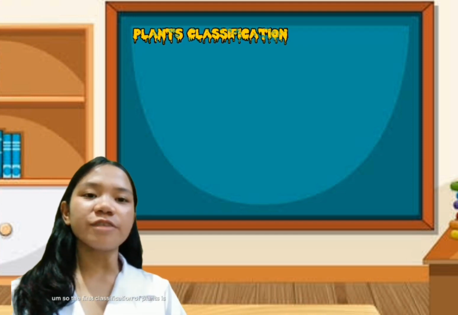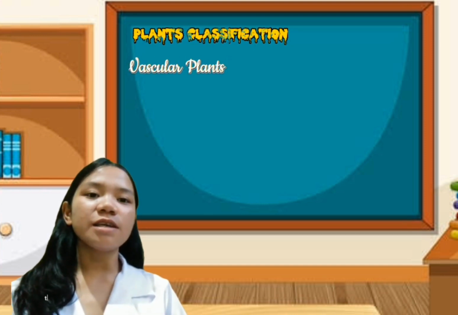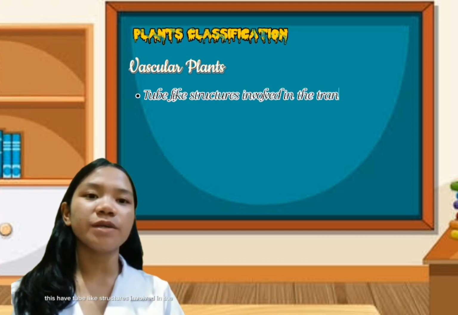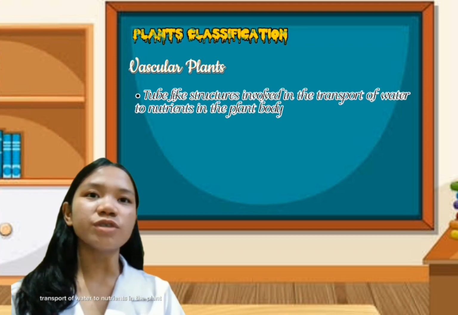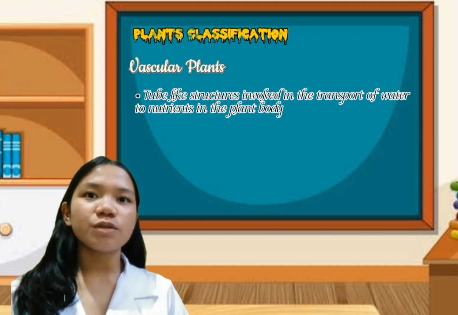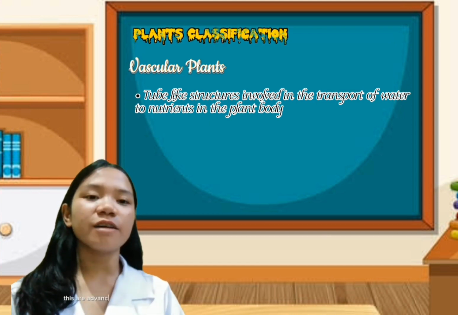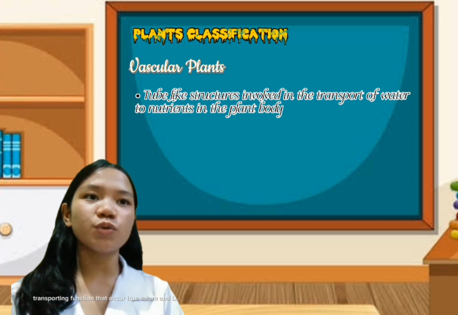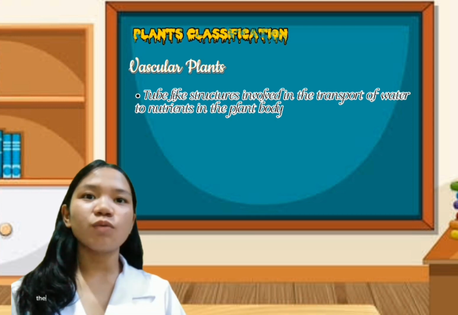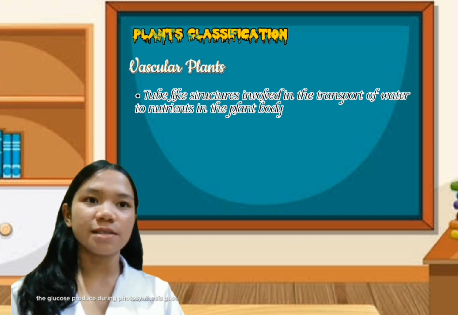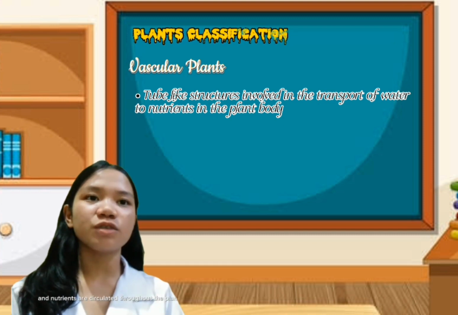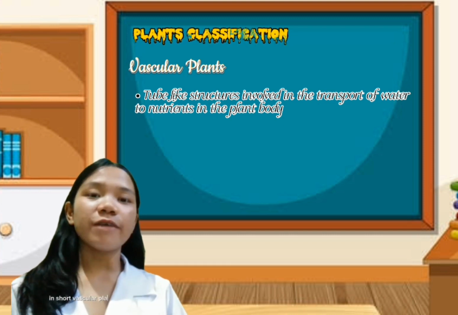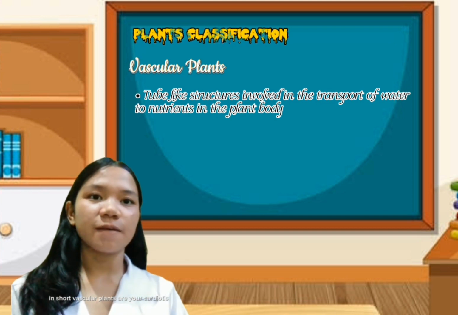So the first classification of plants is vascular plants. Vascular plants have tube-like structures involved in the transport of water and nutrients in the plant body. When we say vascular plants, these are advanced plants with a transporting function that occurs through xylem and phloem. The glucose produced during photosynthesis, gases, water, minerals, and nutrients are circulated throughout the plant. In short, vascular plants are eukaryotes.